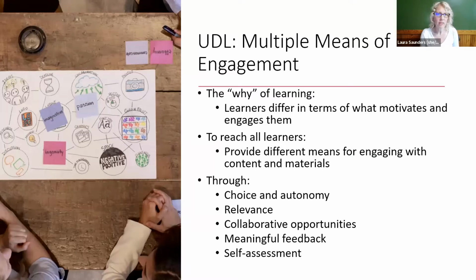And then for those of us who might be working in, for instance, public libraries, or even academic libraries where our patrons actually choose to use us on their own, and certainly in other kinds of information settings like special libraries and archives and things like that, where our patrons choose to use us, then we need to think about why. What is the motivation behind that? So the idea is that learners differ in terms of what motivates them and engages them. And so in order to reach the widest variety of learners, we have to provide them with different means for engaging with the content in the materials.